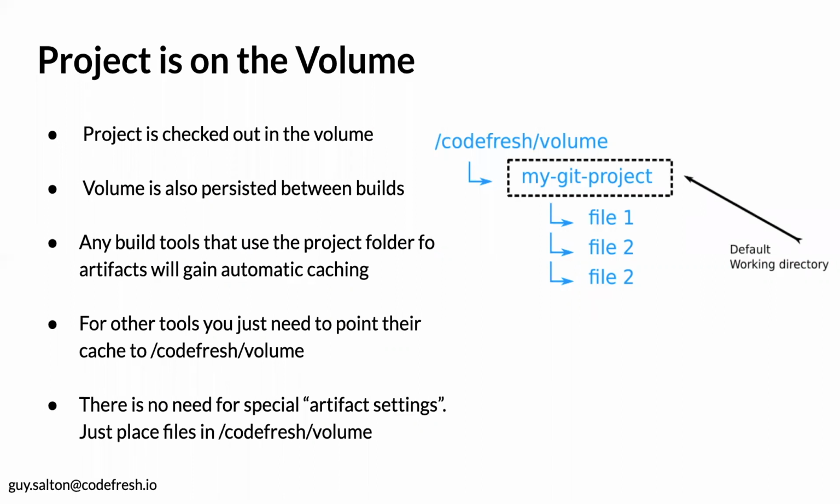So after the pipeline is completed, we can cache this volume, and when a new build is triggered, we remount the volume in the next run. So all of the folders that were there at the end of the previous run will still be there in the beginning of the next run. And this will make your builds run much, much faster.